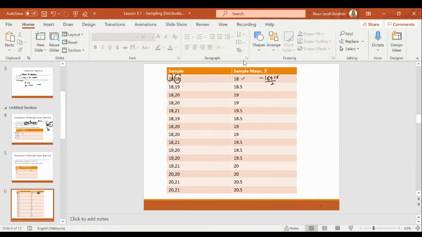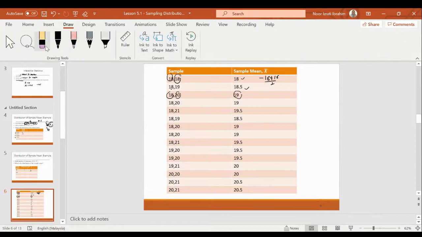18 plus 18 divided by 2 is 18. And how do I get 18.5 here? 18 plus 19 divided by 2 is 18.5. How do I get 19 here? 18 plus 20 divided by 2 equals 19. We do the same process for each of the samples here, and that's how you will see the distribution of the sample means.